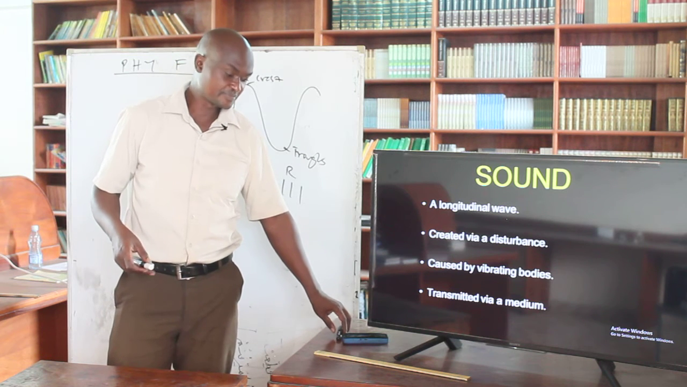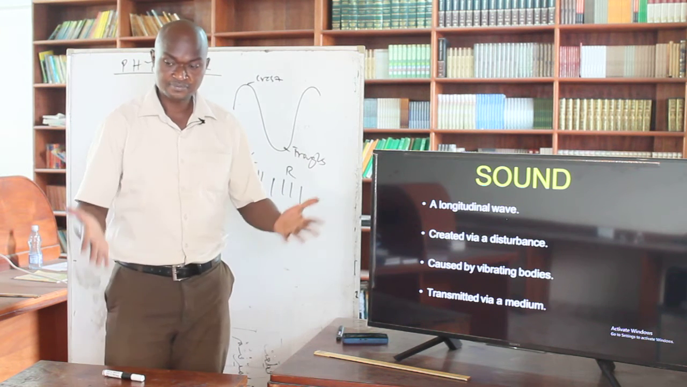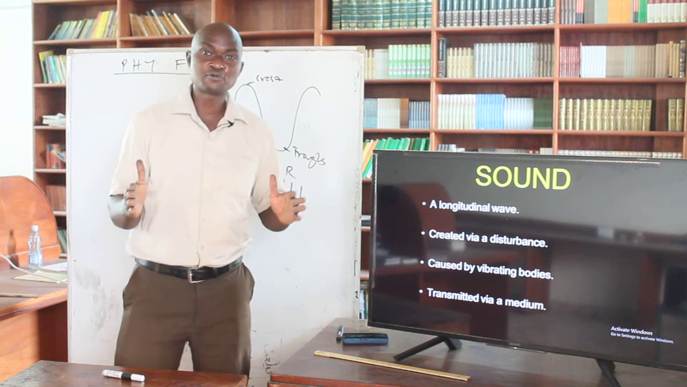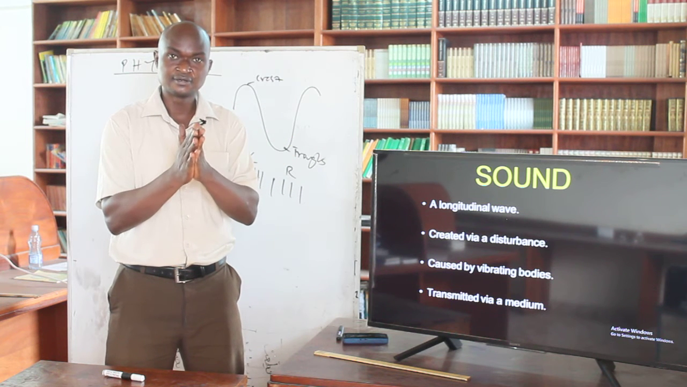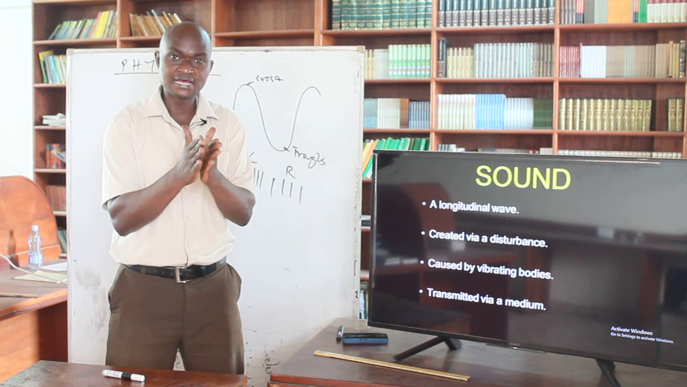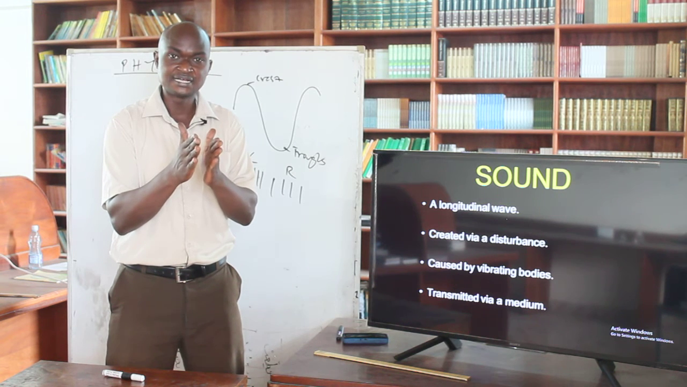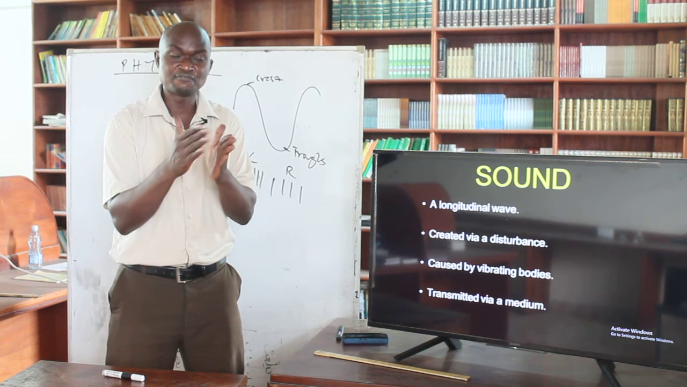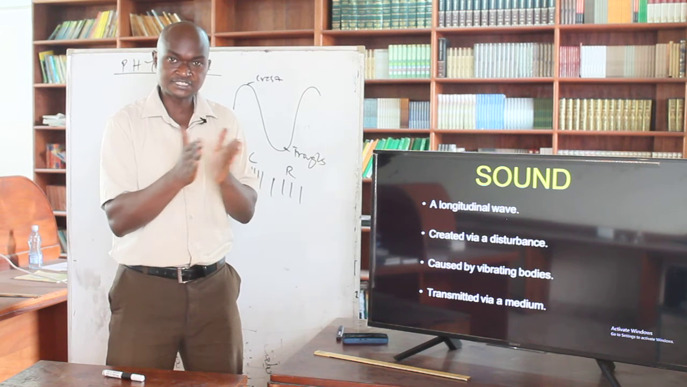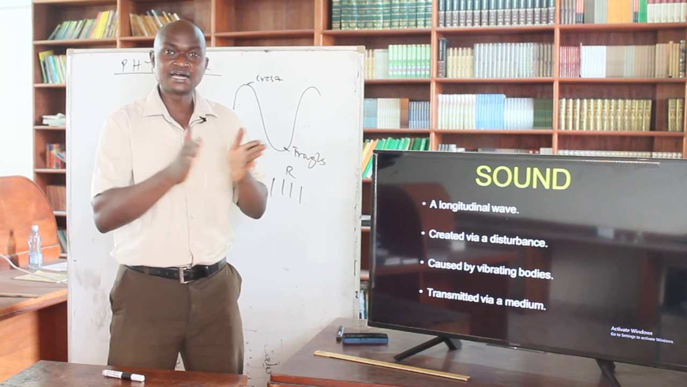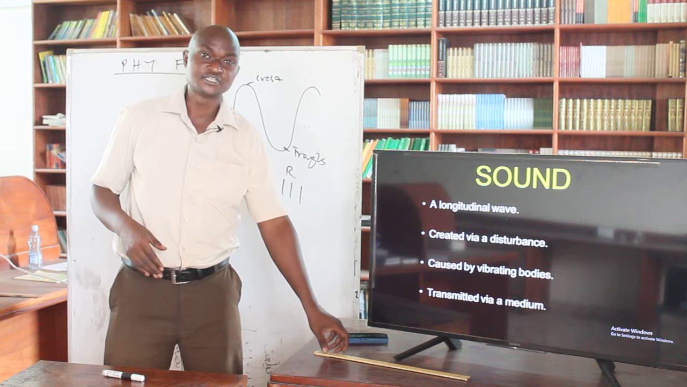Then, we say that sound is created by a disturbance or vibrating bodies, and it is transmitted through a medium. Now I'll give an example here. For there to be sound produced, there has to be a disturbance. My two hands coming close together cause some kind of vibration. That vibration back and forth gives the sound. The faster, the more energy I use, the higher the sound that comes about.